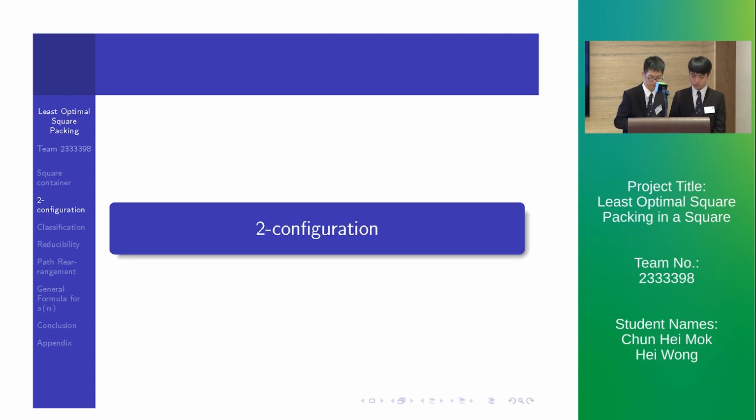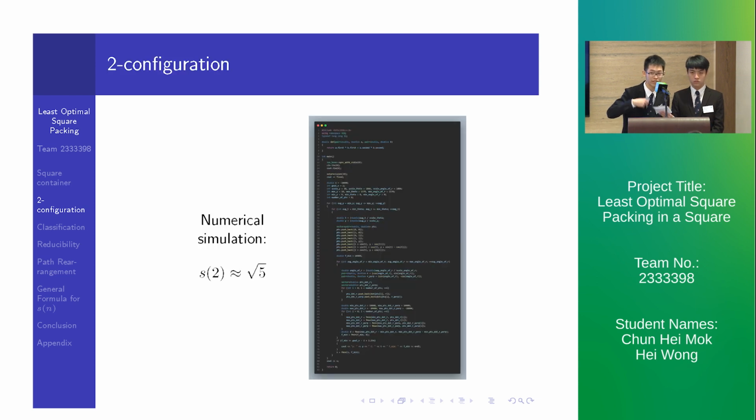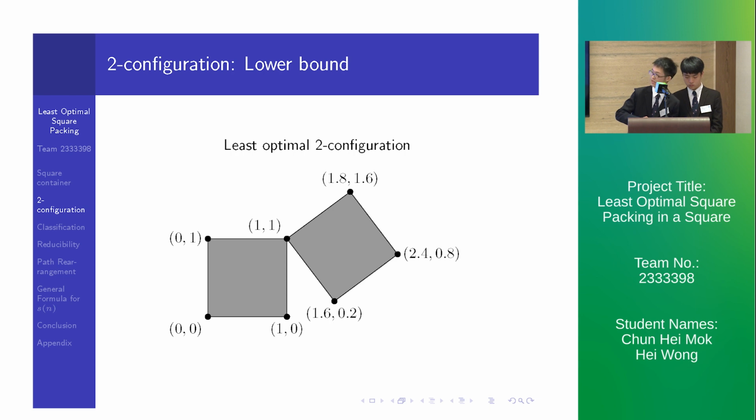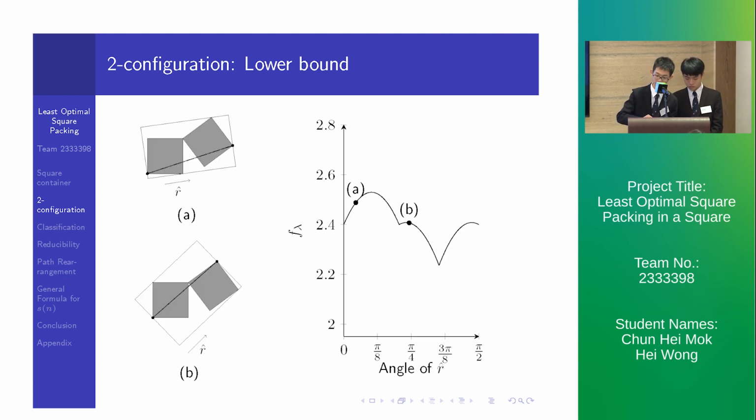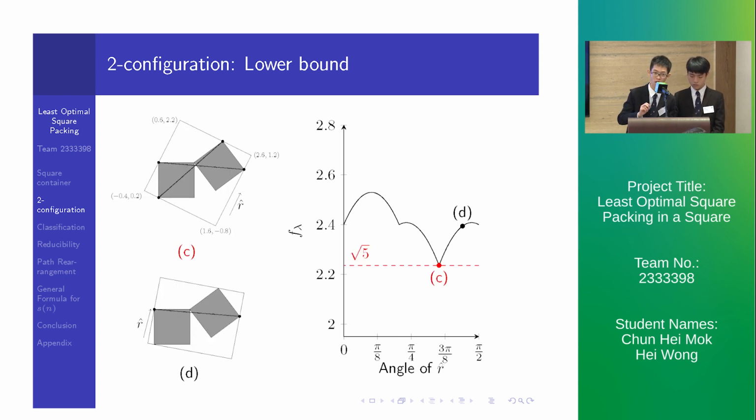Now, let's apply the above properties to finding S2, the minimum container size that can bound all 2 configurations. We'll perform numerical simulations first to acquire an estimate of S2, which is about root 5. Let's now prove this rigorously. This is the least optimal 2 configuration. By considering a rotating container, we can compute F(lambda)(R) as a function of the angle of the container orientation R. We found that F(lambda) has a minimum of root 5, which provides a lower bound for S2.